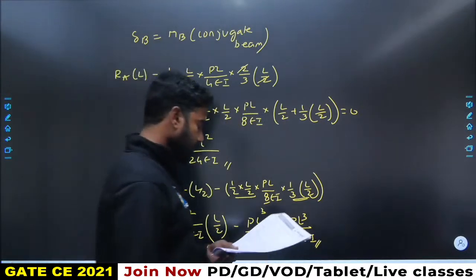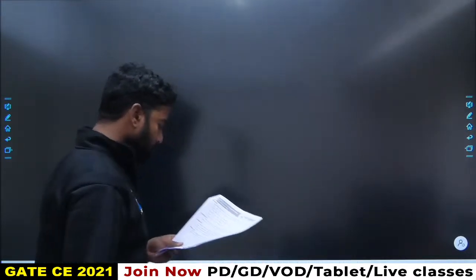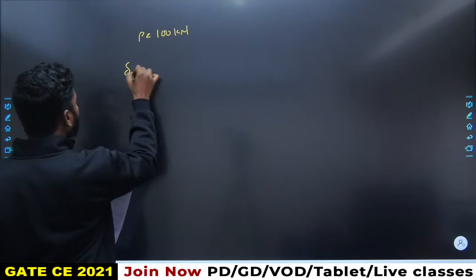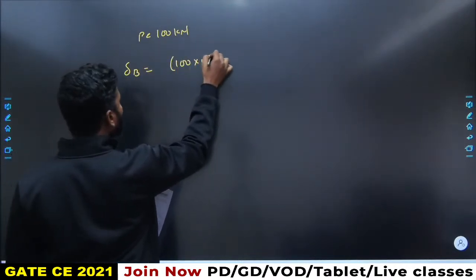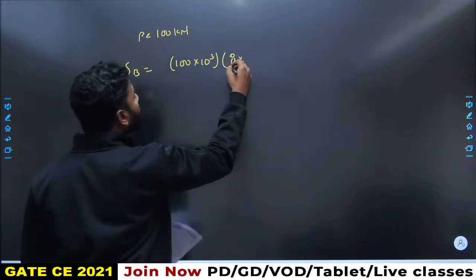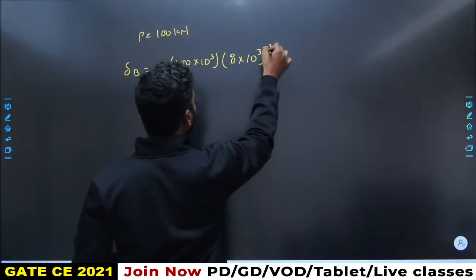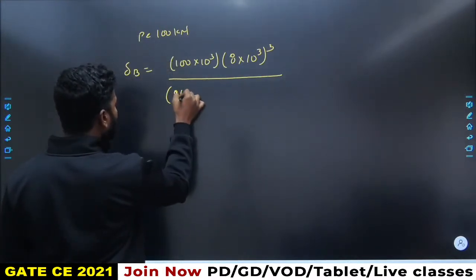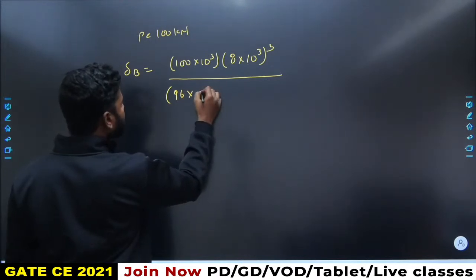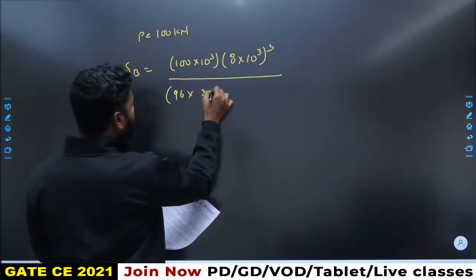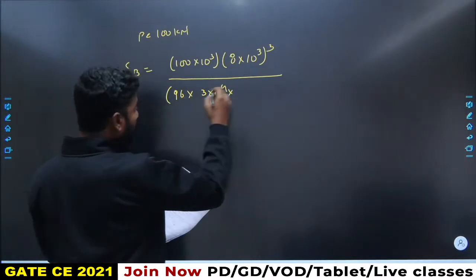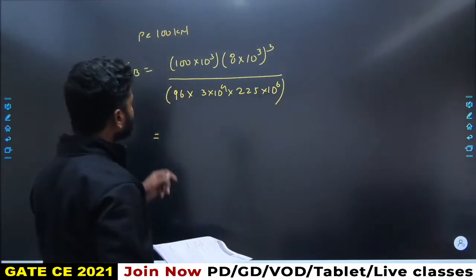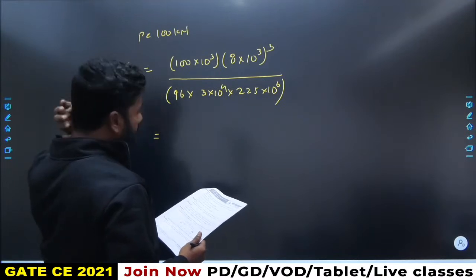So deflection at the center, you will get as PL cube upon 96 EI. Substitute everything. P is given as 100 kilonewtons, right? So delta at B equals 100 into 10 to the power of 3, 8 into 10 to the power of 3 whole cube, converting everything into mm and Newton, and this is PL cube upon 96 EI. E is given as 3 into 10 to the power of 4 multiplied with 225 into 10 to the power of 6.